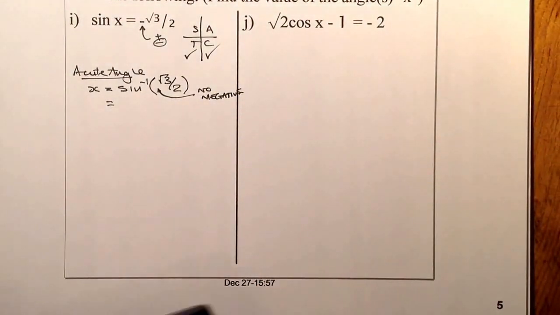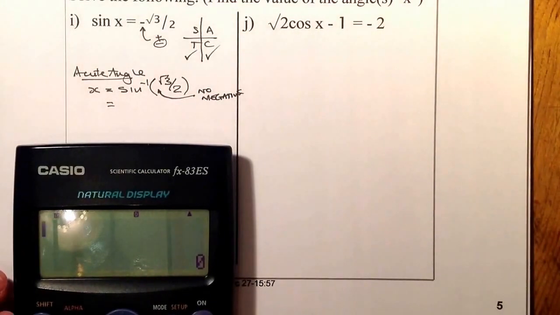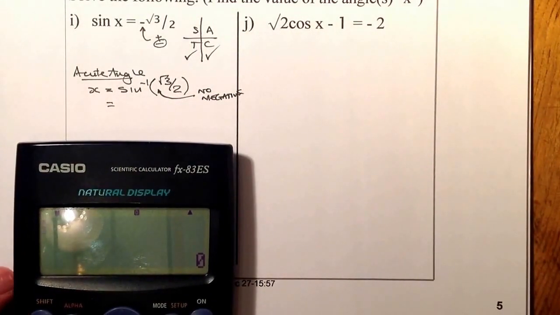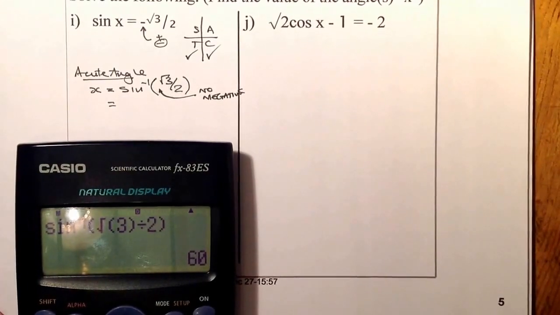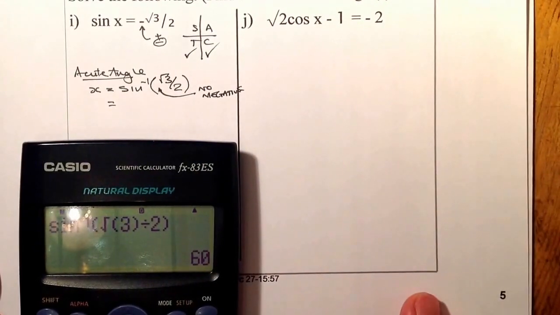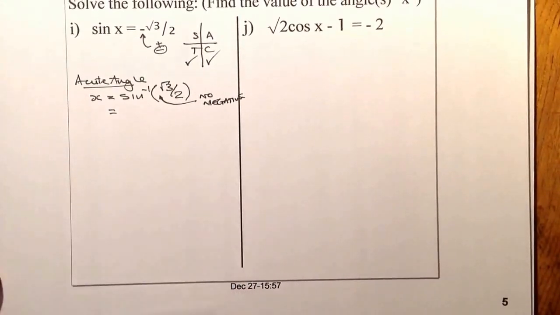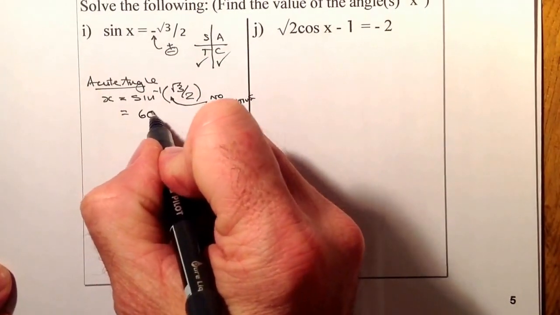So I'm just wanting to find the acute angle. So what I'd do if I'm working on my calculator here is shift sine, and we go for the root 3, close that bracket, and then divide that by 2. And what I should get there is 60 degrees. Okay, from the table of exact values, you should be able to pick that out as well. So that's going to be 60 degrees here.